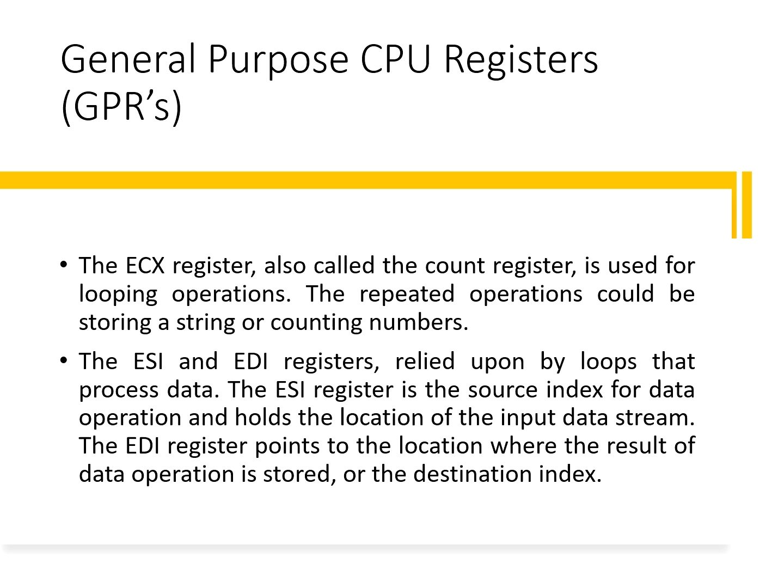Then we have the ESI and EDI registers. Now ESI stands for source index, and EDI stands for destination index. So the source index points to the location of input data, जहाँ से data pick किया जा रहा है या आ रहा है, and EDI stands for destination index, and it points to where the result should go.